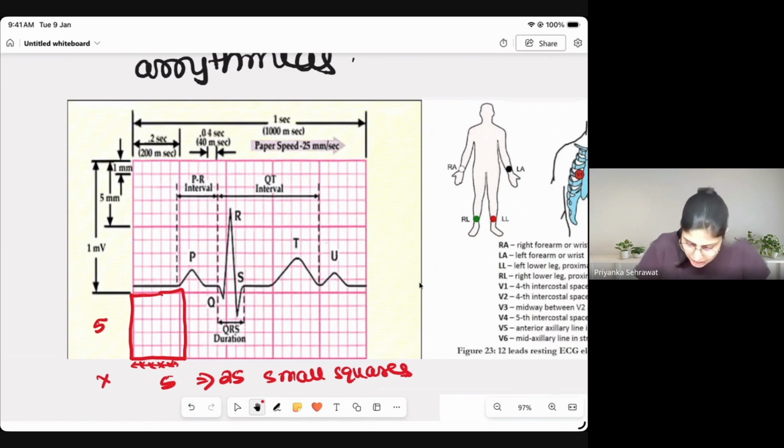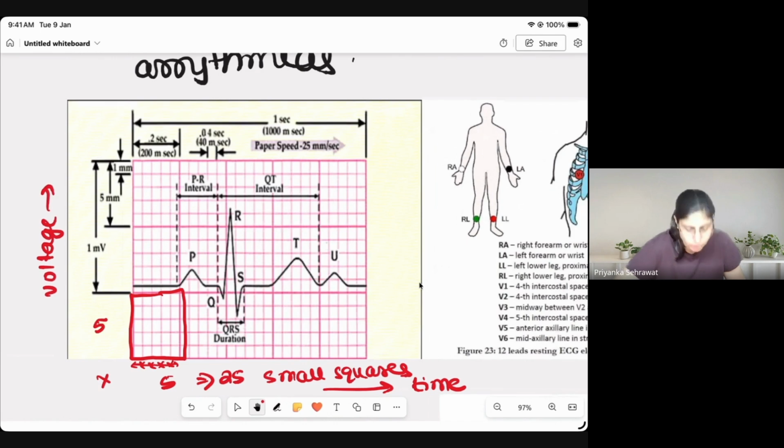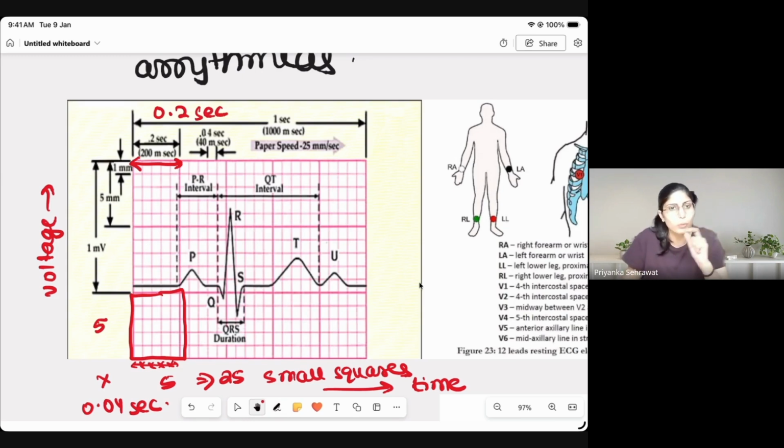Now we know that on an ECG paper, the x-axis tells us about the time in milliseconds or seconds, and the y-axis tells us about the voltage or the amplitude of the waveform, right? Now on the x-axis, how much time corresponds to one small square and how much time corresponds to one large square? That is important. One small square is 0.04 second. Since one large square consists of 5 small squares, one large square is equivalent to 0.2 second. 0.04 into 5 is 0.2 second.